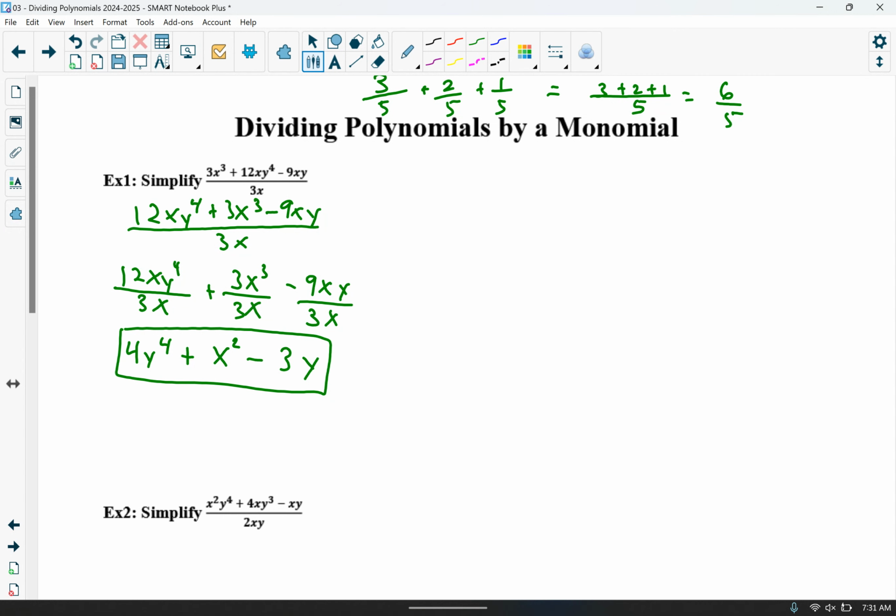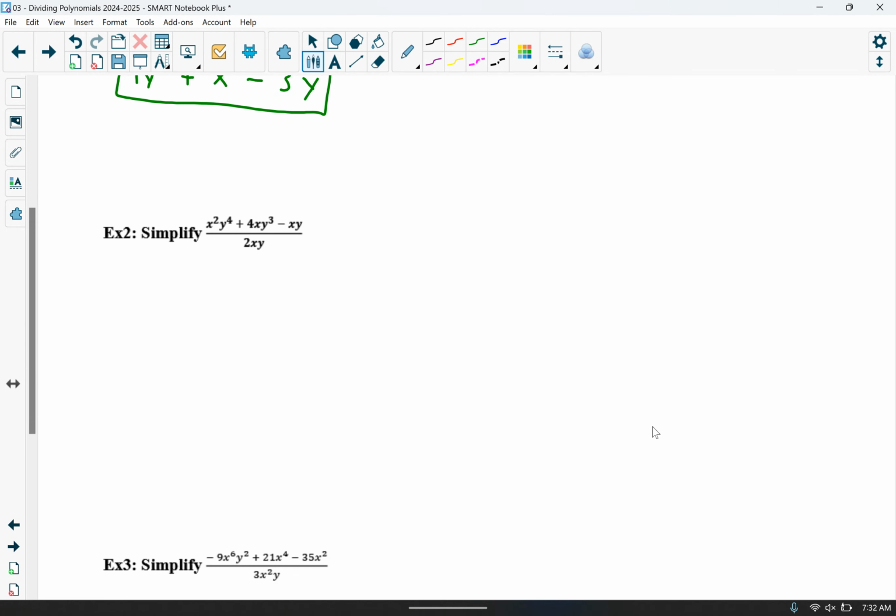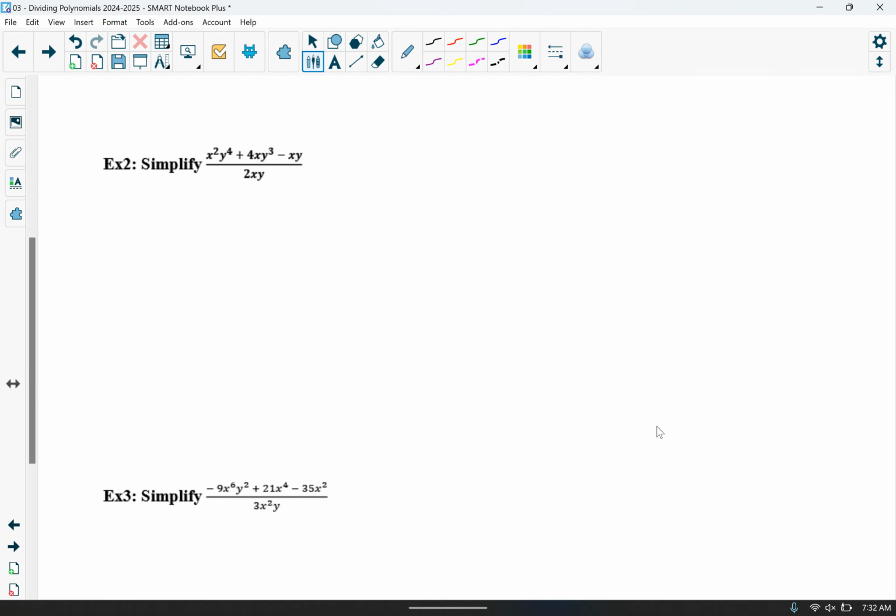Okay. Some of you might be asking, do we have to rewrite into 3 separate fractions? No. If you know you can do the denominator dividing by the monomial and do that simplifying for all 3, go for it. Some students need to see it out in 3 separate fractions to make sure they're doing it correctly. Okay. So that's what I'm going to model. So our second one, again, I'm going to write it out into our 3 separate fractions.